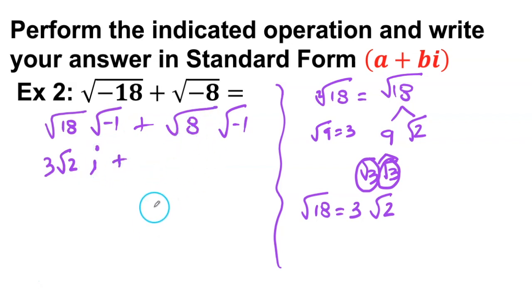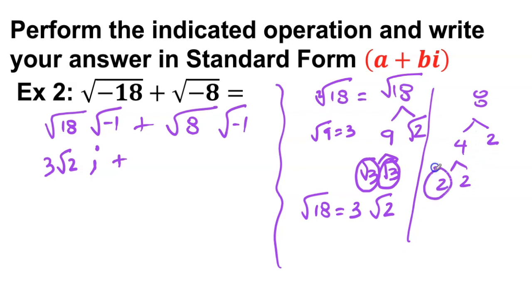Same idea with 8. 8 is the same as 4 times 2, and 4 is 2 times 2. For every 2, 1 comes out. So this 2 is going to come out. And I only have one 2 left, because there's only one that is not coming out of the radical, and that's square root of 2. Square root of -1 becomes i. And now I have this.